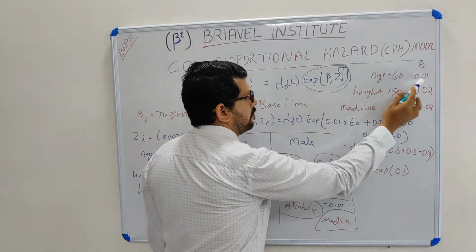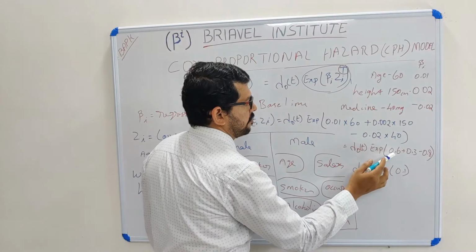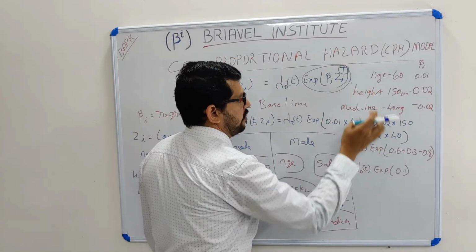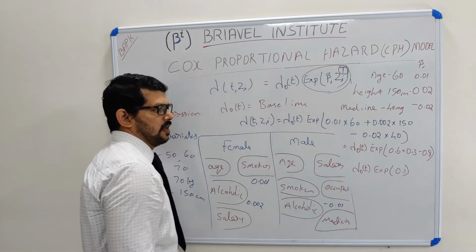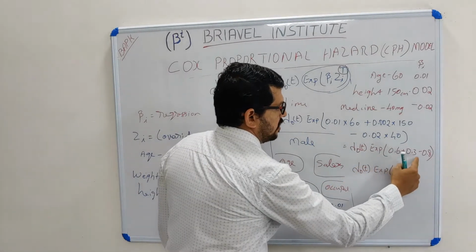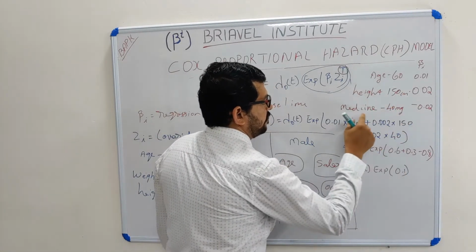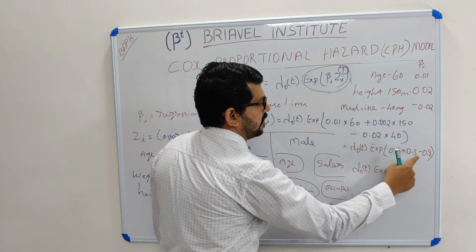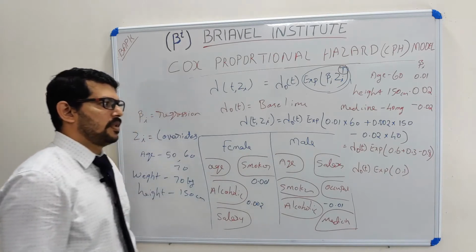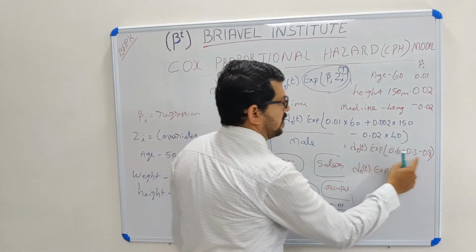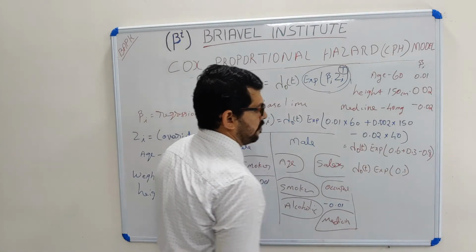Their age is multiplied with 0.6. If these two factors are not there, it affects mortality by 0.6. And here 0.3: he is taking medicine every day. This mortality rate is reduced by 0.8. So 0.9 minus 0.8 is equal to 0.1.